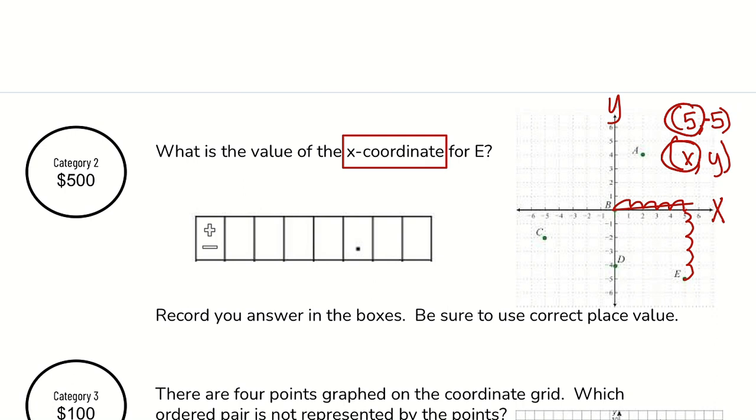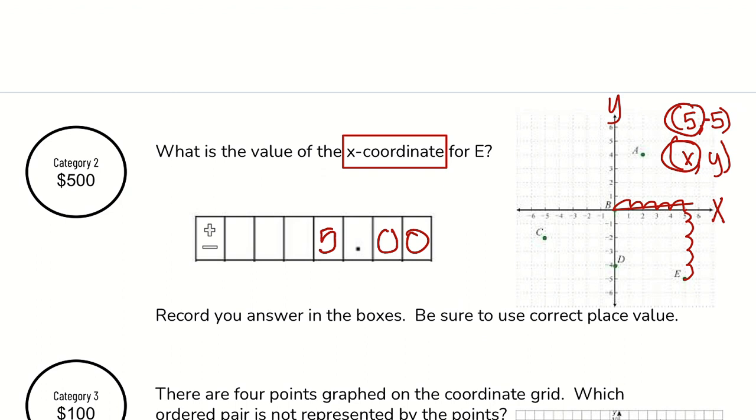Okay, so I need to make sure that I put the positive 5. And remember, that is a 5 whole, not a decimal. Be sure to use correct place value. Now, is it okay if I put these zeros here? Yeah, it's okay. You don't have to. You can if you want. They're useless. You don't need to. If you want to put them there, it's not going to hurt anything.